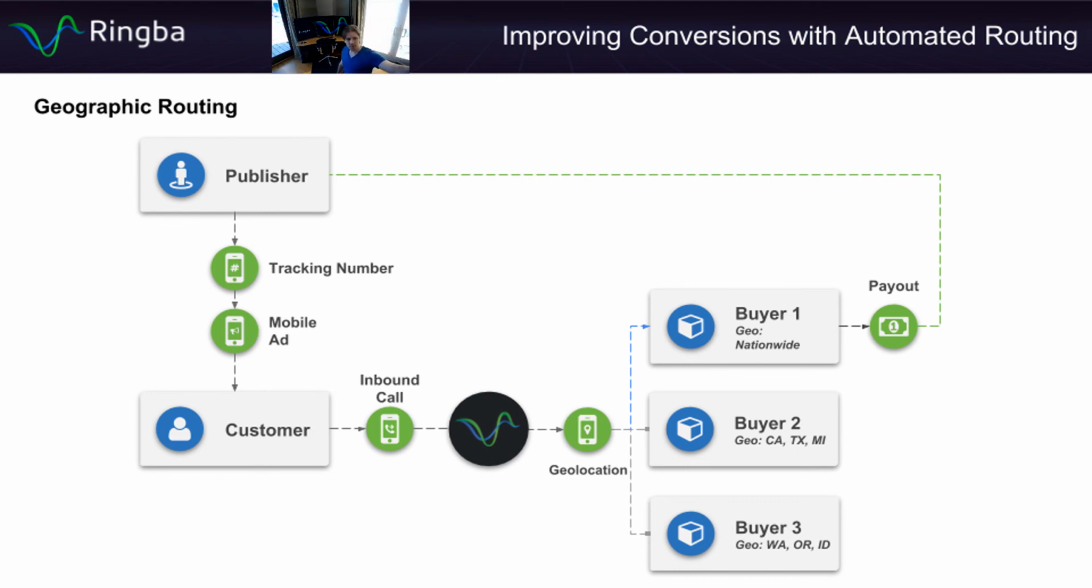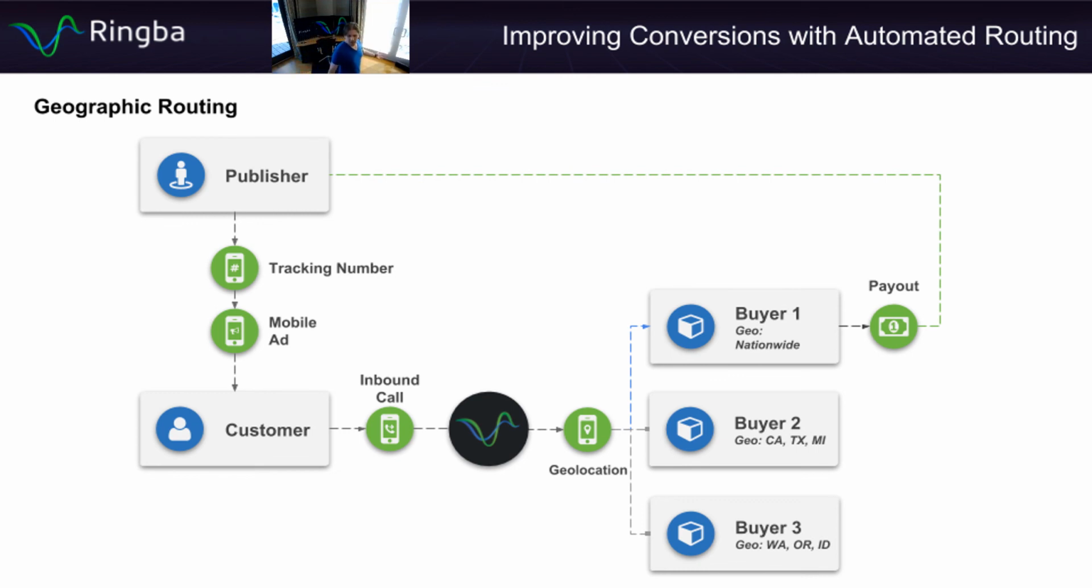So let's run through the problems with area code routing, and we'll talk about it more. So a publisher creates a tracking number. They place that number on a mobile advertisement, and a consumer sees it. Now, the consumer picks up the phone, they dial the phone number, it goes through Ringba, and Ringba makes a routing decision. Now, in this case, let's say it's done by area code. So Ringba looks at the area code, and they go, oh, it's Michigan. All right, I'm going to route it to buyer 2, because Michigan takes buyer 2. All right, great, sounds good.